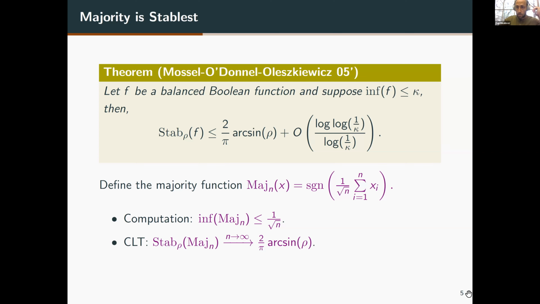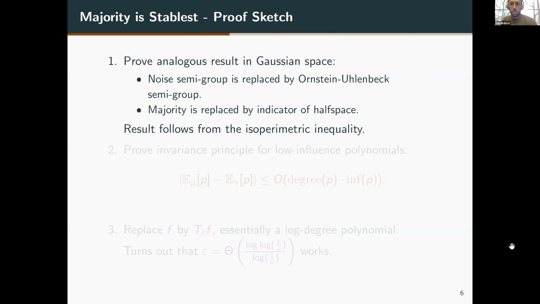which is exactly the quantity appearing here in the theorem. Maybe what we'll do now, I'll overview very quickly the proof method, because one thing I want to discuss today is how to improve the error term here. The way Mossel, Eldan, and Raghavendra proved the majority is stablest theorem was to first prove an analogous result in Gaussian space, where you replace the noise operators by the Ornstein-Uhlenbeck operators, and then you can replace the majority function by an indicator of a half space. And in this case, the result was known for a long time by isoperimetry.